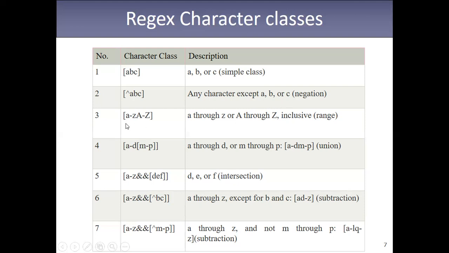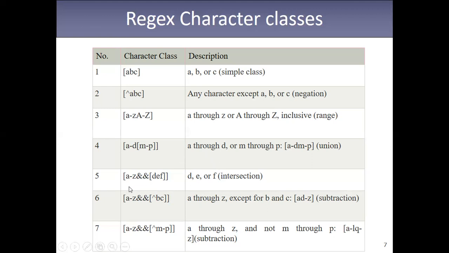The third one is a to z and capital A to Z. Actually, it represents a through z, lowercase letters, or uppercase letters from A through Z, inclusive of both the ranges. It represents the range. Then the fourth one represents a through d or m through p. It is a union operation.